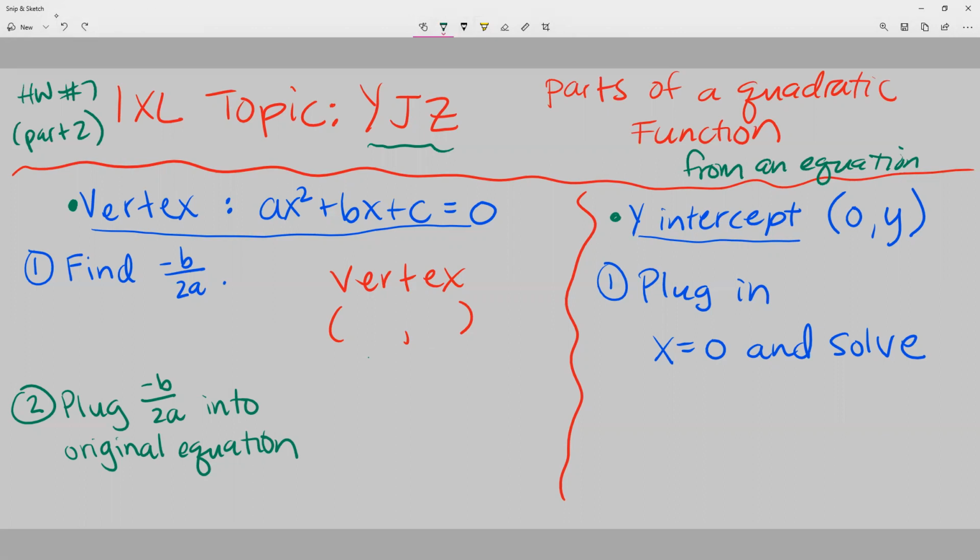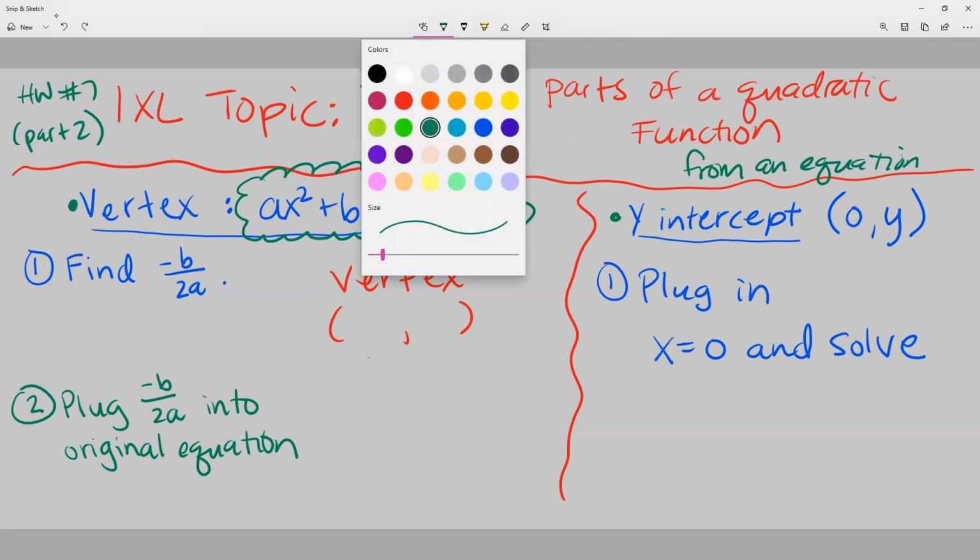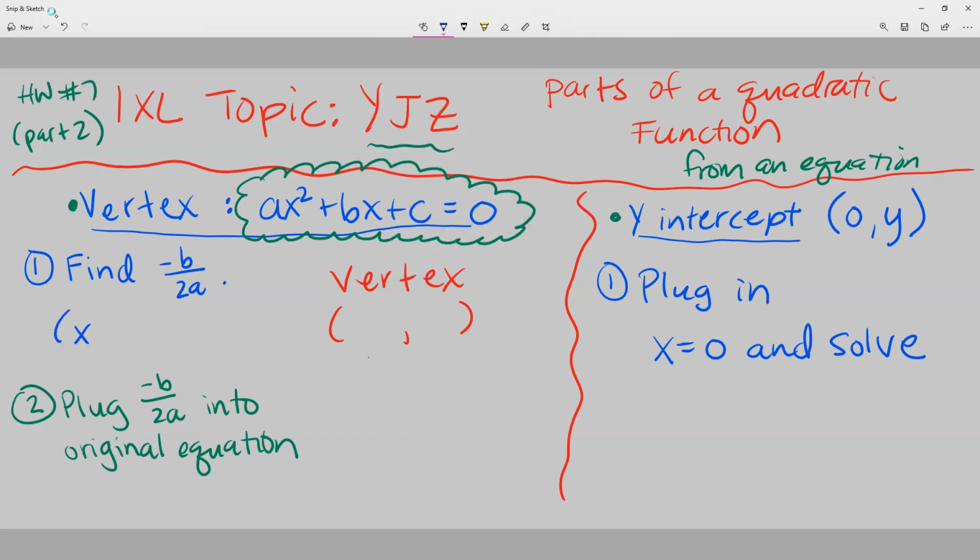So vertex, first of all, when a quadratic function is written in standard form, it looks like this. So ax squared plus bx plus c, and then it equals 0, which we talked about yesterday. If I'm trying to find the vertex, step 1 is to find negative b over 2a. So the b and a come from this equation here that I highlighted, that I circled in green here. So I'm putting the middle number, making it negative or opposite of whatever it is, and then putting it in a fraction over 2 times a. So that number is what goes into the x position. So this is the x coordinate.